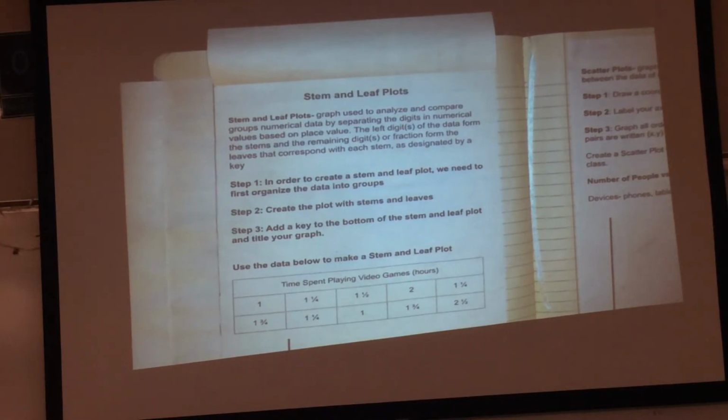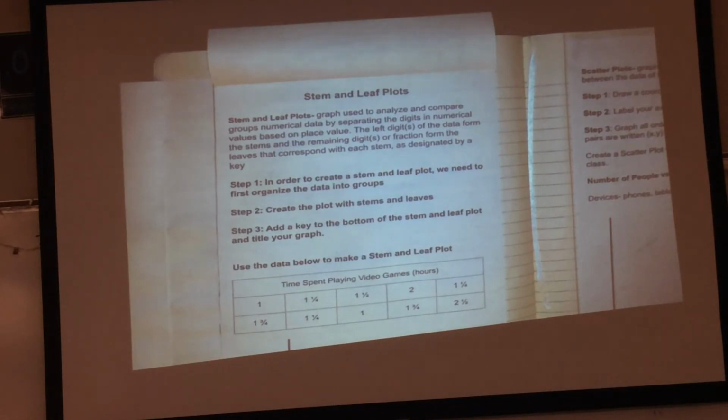Let's see. Who can read loud? Go for it, Peyton. Read a stem and leaf plot. Okay, I told you your paper because I can't see the top of mine. Okay. Stem and leaf plots: a graph used to analyze and compare groups of numerical data by separating the digits in numerical values based on place value. The left digits of the data form the stems and the remaining digits in fraction form, the leaves, that correspond with each stem as designated by a key. Step 1. In order to create a stem and leaf plot, we need to first organize the data into groups.